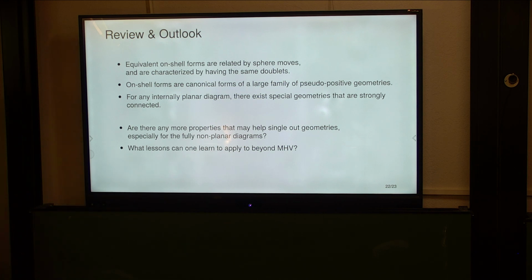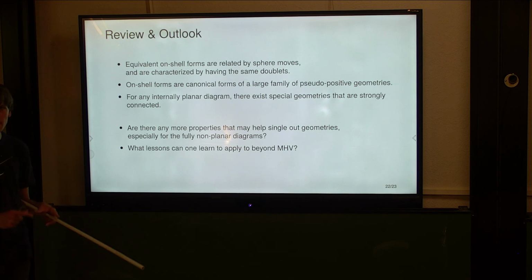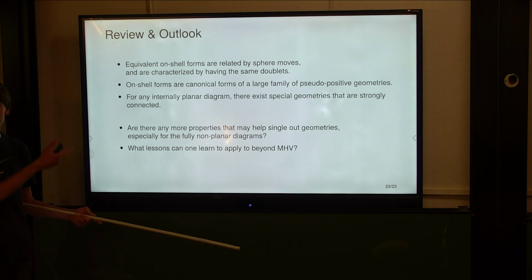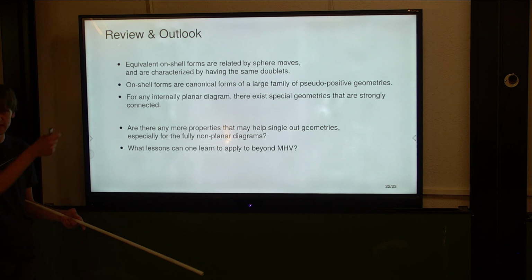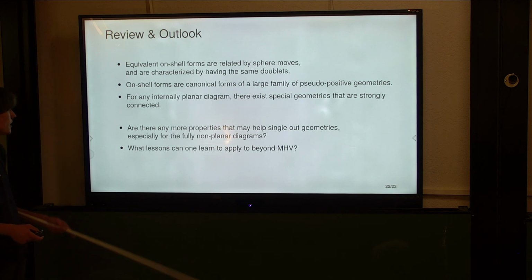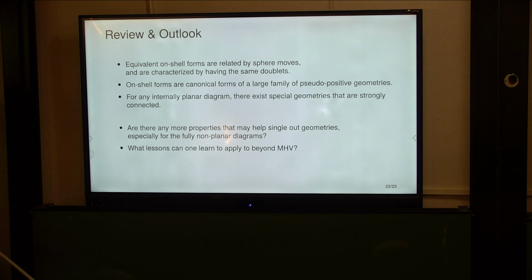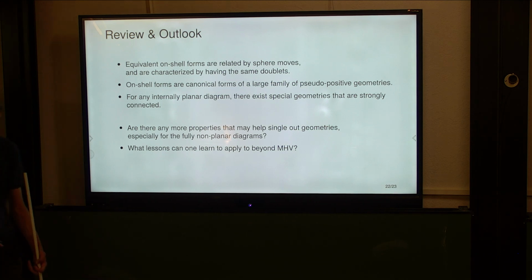And the directions that one could keep going in is to see if there's more properties to learn about these geometries, to single things out, maybe keep looking at the Euler characteristics, especially for these really non-planar diagrams. It's kind of unclear what to do with them because we can't use the connectedness in order to single out what the right choice is. And since all of this has been working in MHV, hopefully there's some lessons to learn to generalize it beyond this sort of toy case where we had all of these triplets to simplify things. Yeah, thank you.